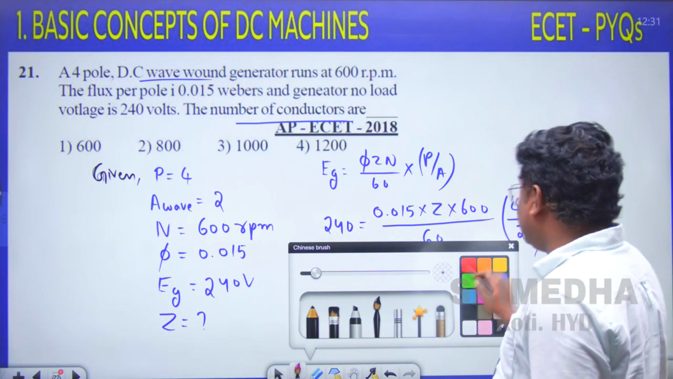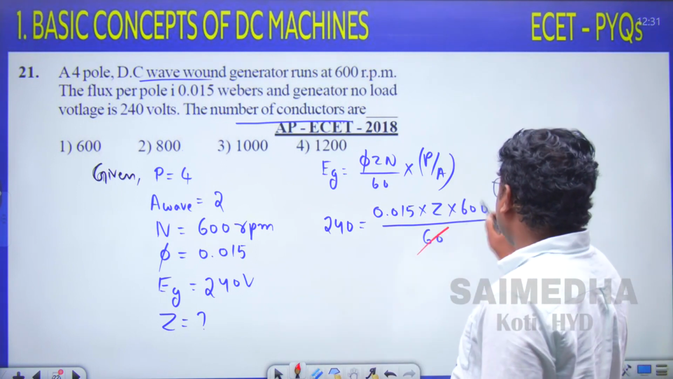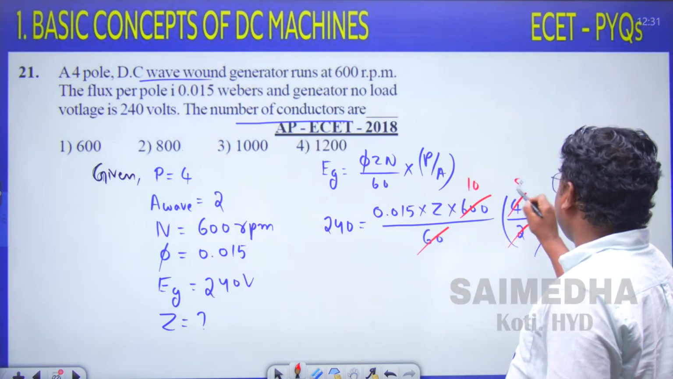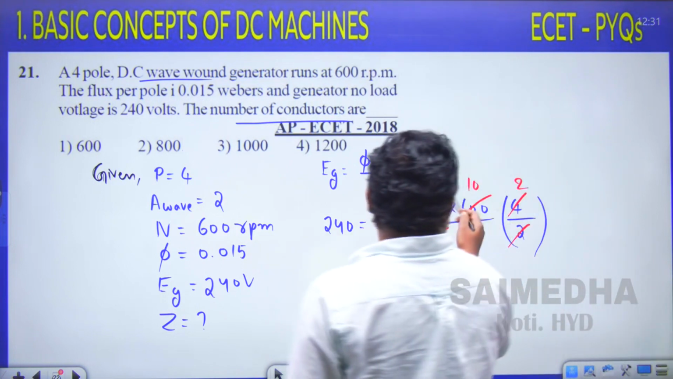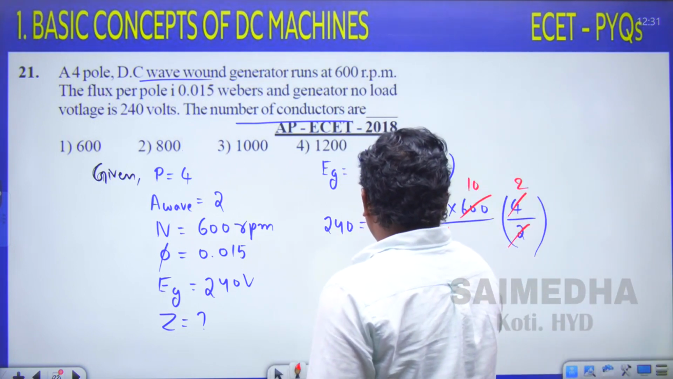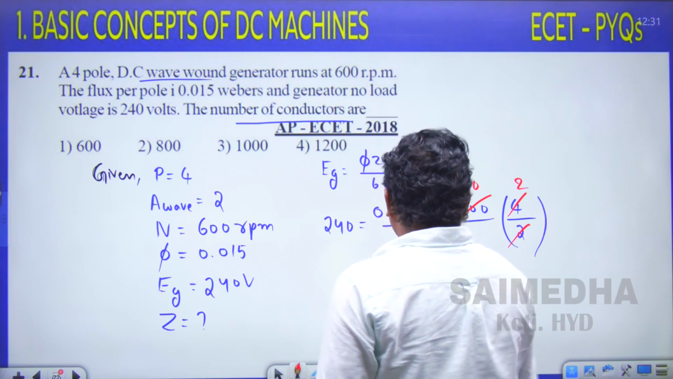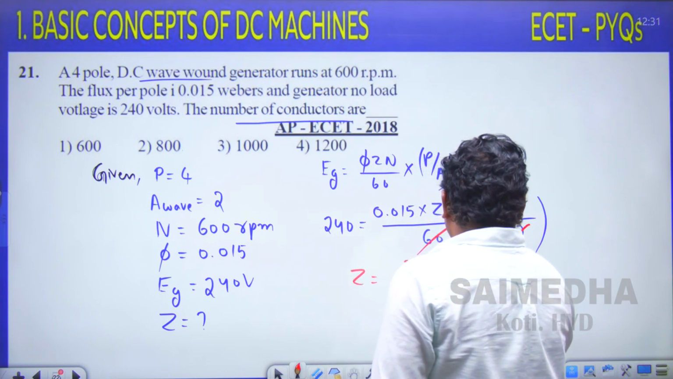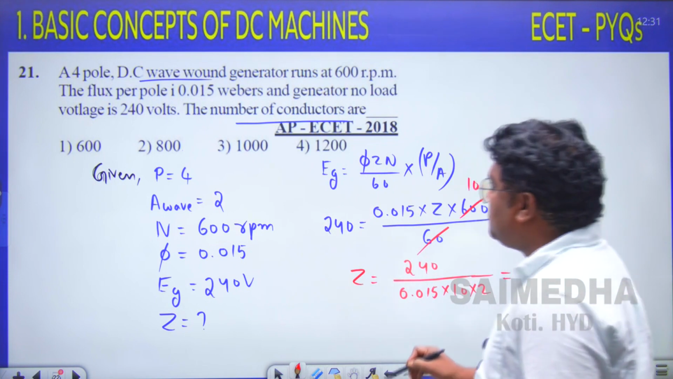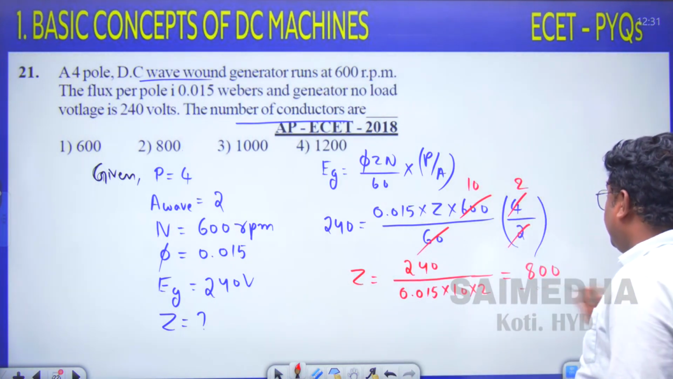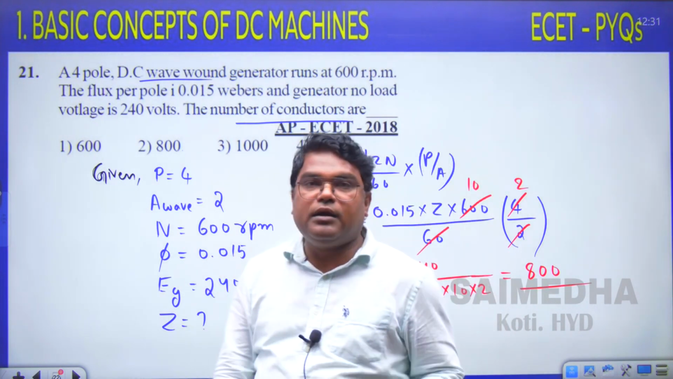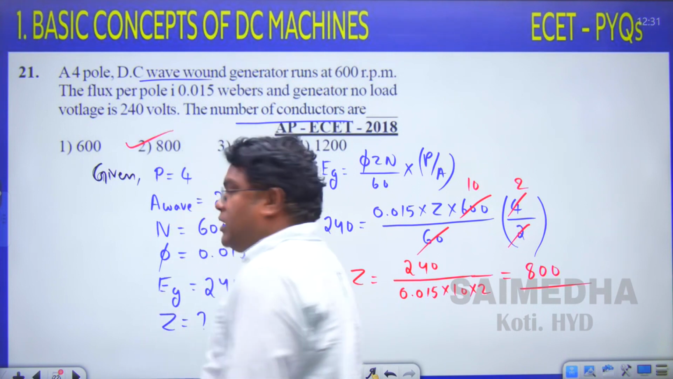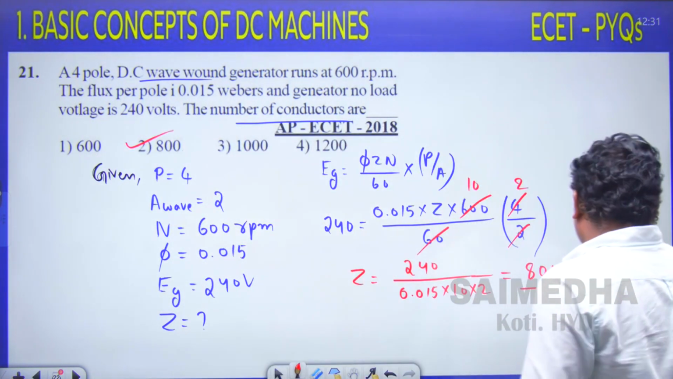Now just simplify this. 600 divided by 60 is 10, and 4 divided by 2 is 2. So Z is equal to 240 divided by 0.015 multiplied by 10 into 2. By solving this we will get 800 conductors. So the number of conductors in the armature core of the DC generator is 800. So option 2 is correct for this question.